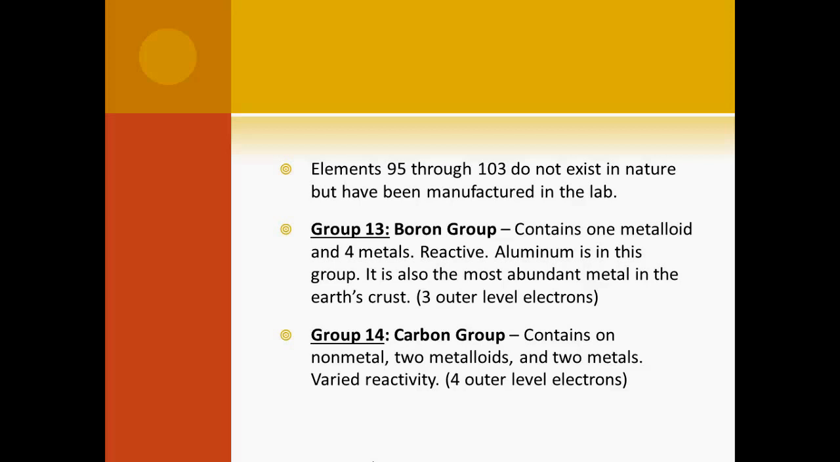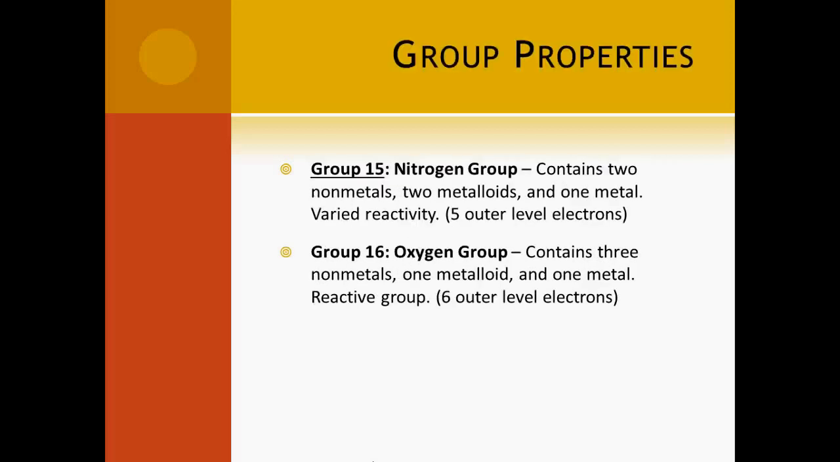And then we move over to the carbon group. These contain 4 valence electrons. Group 15 is the nitrogen group. These contain a wide variety: 2 nonmetals, 2 metalloids, and 1 metal. They have 5 valence electrons.